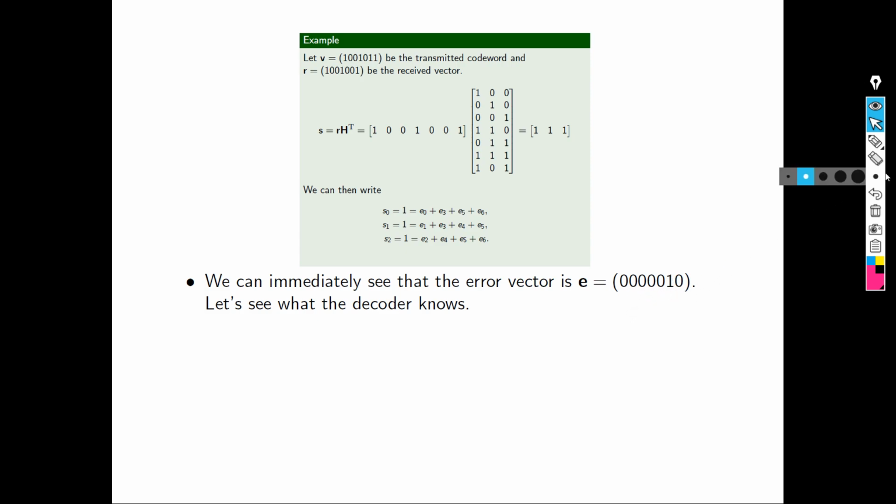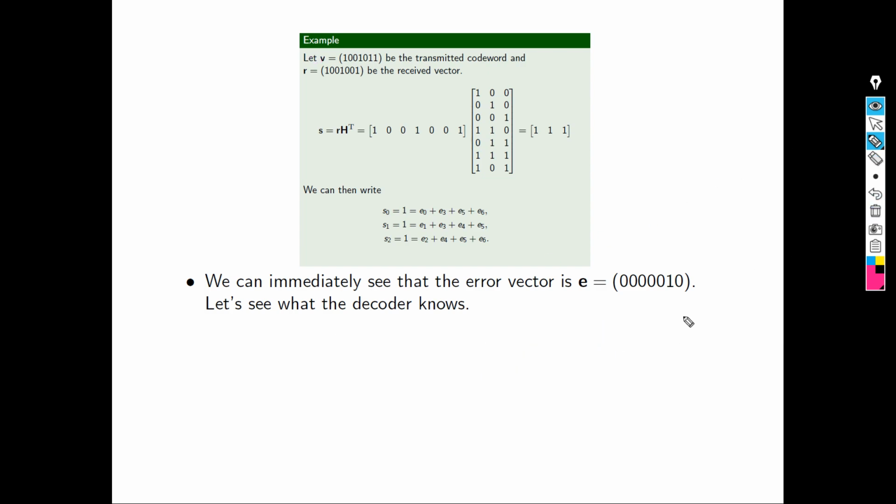How did you find it? How do you make sure that this is correct? You add R to V to E. If it gives you the code, one of the codes, then this is correct. Once you add this together, you will get this V, and this means that this is the error.